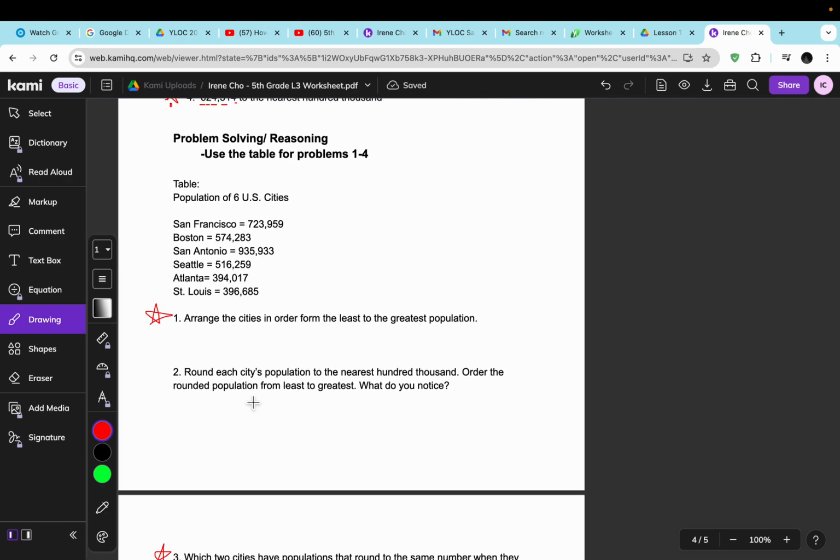This is the problem solving and reasoning. So the chart shows a table of 6 US cities, and we arrange the cities from least to greatest population. So let's look at the first number for each. Because all the numbers are in the 100,000s, we just have to look for the highest number for the first digit. San Antonio has the highest with 935,933. Because the first digit is a 9, it's San Antonio first.